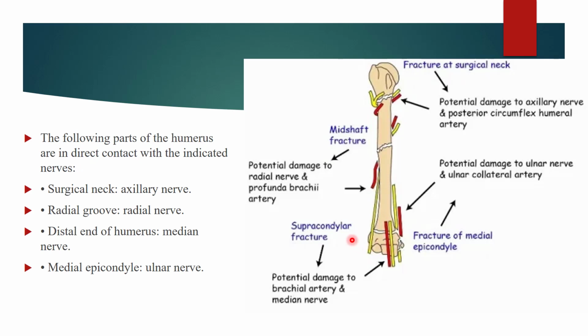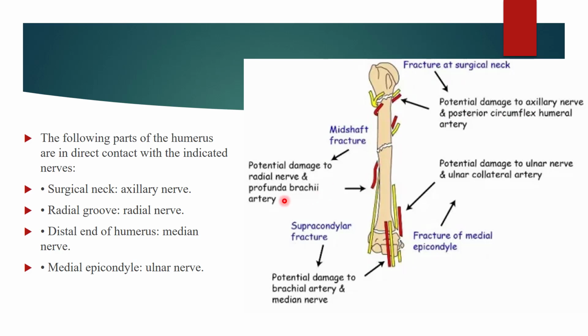See here, this is a very important slide. The following parts of the humerus are in direct contact with the indicated nerve. See here, this is the surgical neck of the humerus. Here the axillary nerve is present, and the anterior and posterior circumflex humeral vessels are present. So if there is a fracture of the surgical neck, there will be potential damage to the axillary nerve and the posterior circumflex humeral vessels.